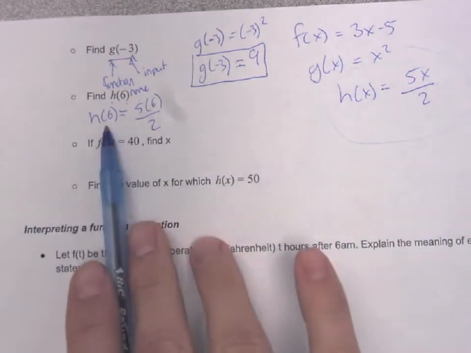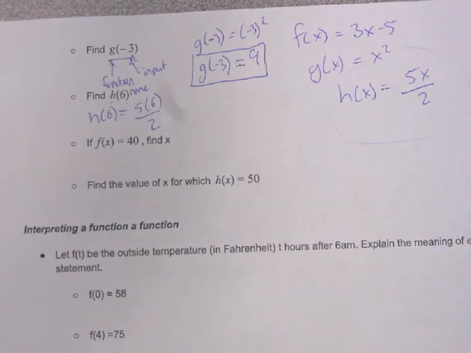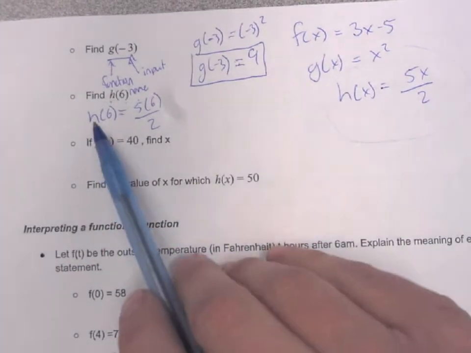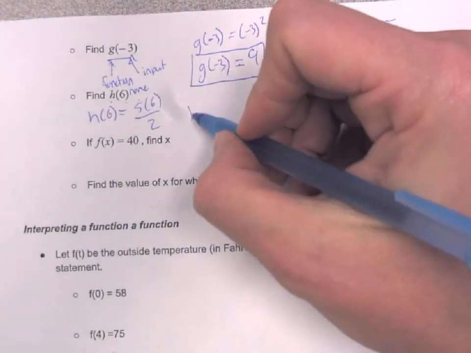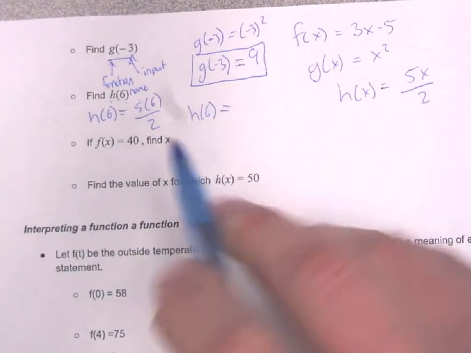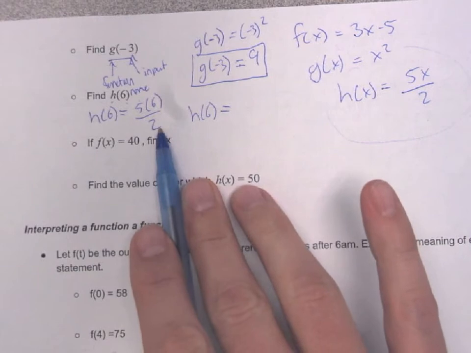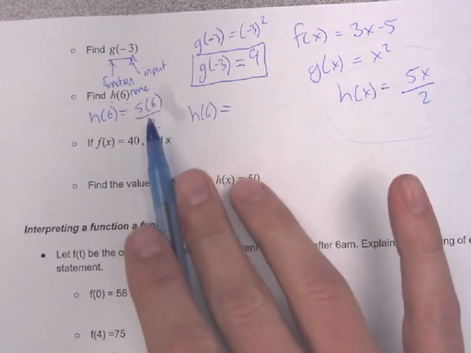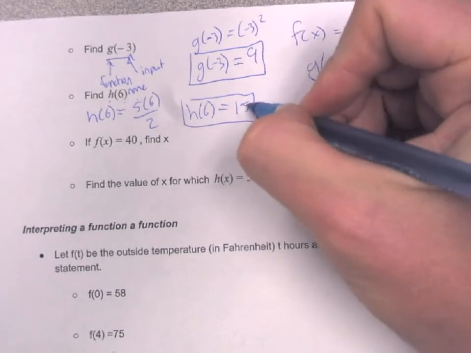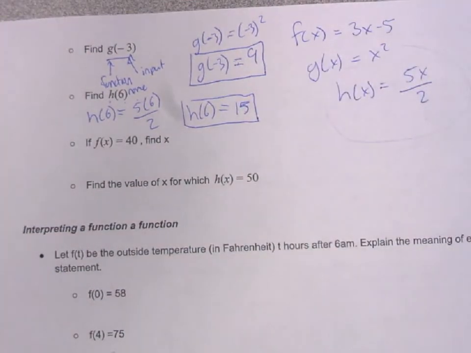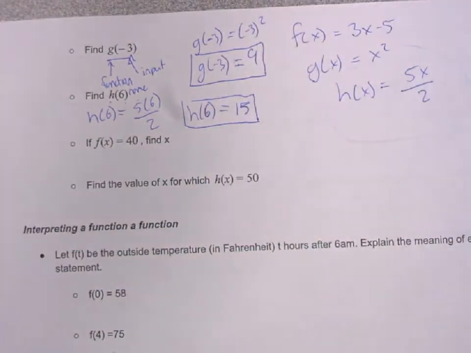And then the left-hand side stays the same. We don't do anything with the left-hand side. Again, it's just a label. It reminds us that we're using the h function and that we're using an input of 6. So we keep that there. The right-hand side is what we evaluate. 5 times 6 is 30. 30 divided by 2 is 15. Okay, and then that is our statement. H of 6 is equal to 15. It's a complete statement with our input, our function name, and our output.